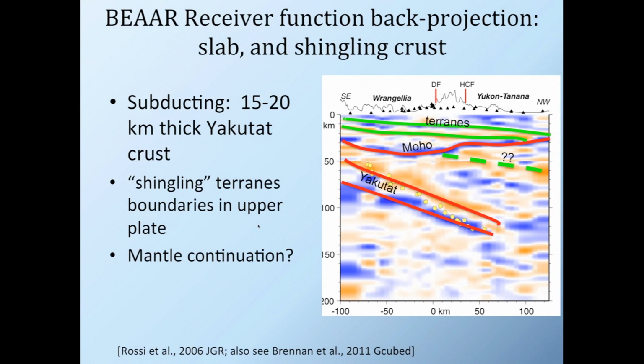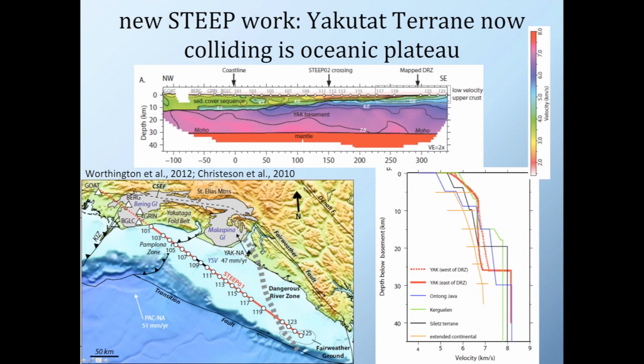The most recent work I think that's been done on this problem has been by the STEEP group. This is their active source offshore work collected on the Langseth, I believe in 2008. So this is the oceanic part of this Yakutat terrane. This is where the Aleutian Trench sort of splits apart at its end, and so this whole thing here is that Yakutat block that's colliding.